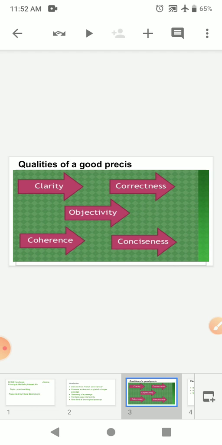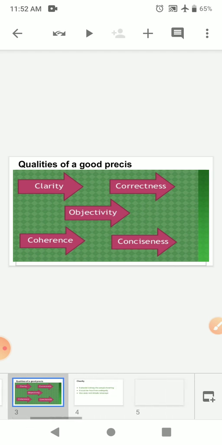There are some good qualities of a Precis, or we can say a good Precis should have certain qualities, and these qualities are clarity, correctness, objectivity, coherence, and conciseness.